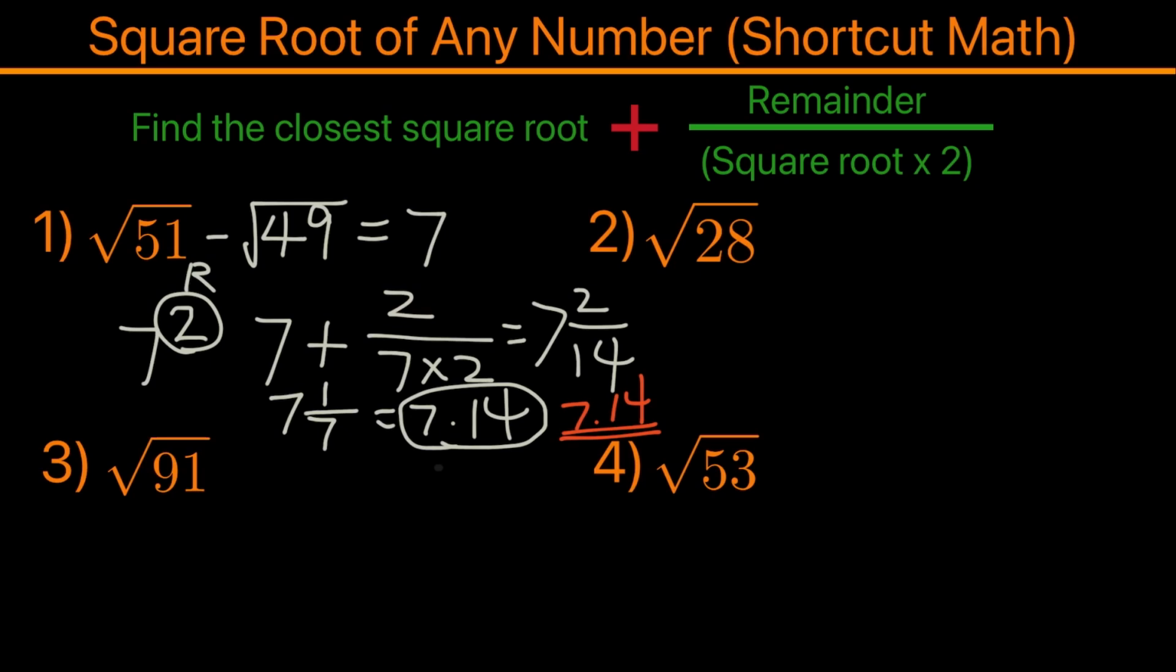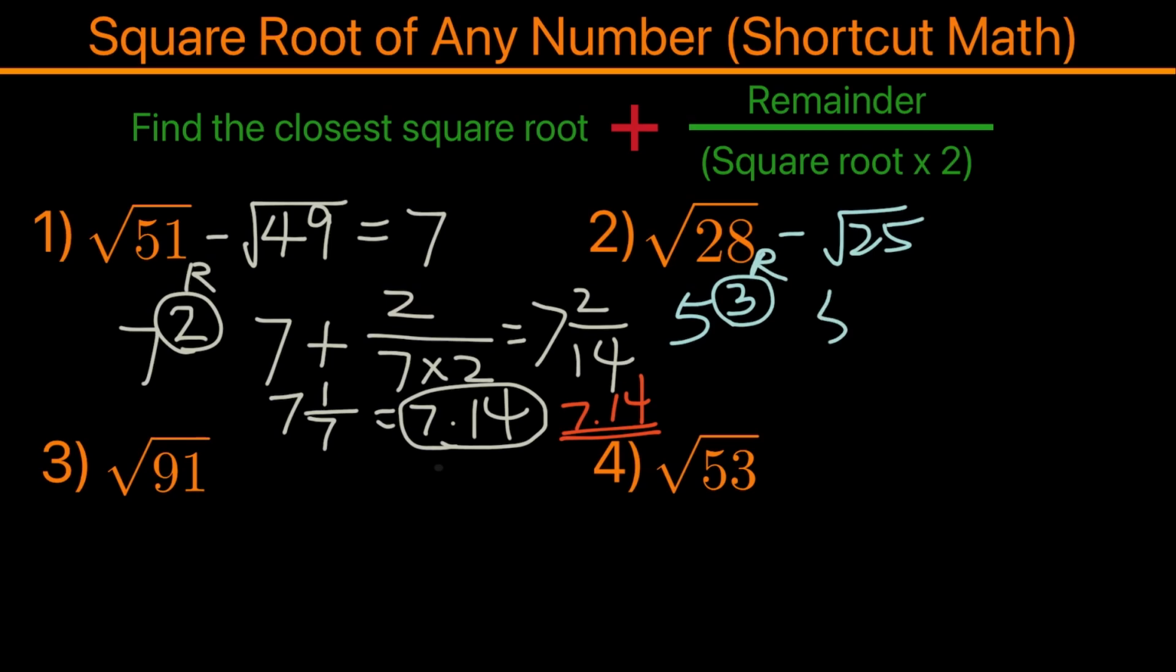We have the square root of 28. So using the same method, we're going to find out the closest square root. And that would be 25, because the square root of 25 is 5. Okay, so we will have 5. And then the remainder, we have 28 minus 25 is 3. So that's the remainder.